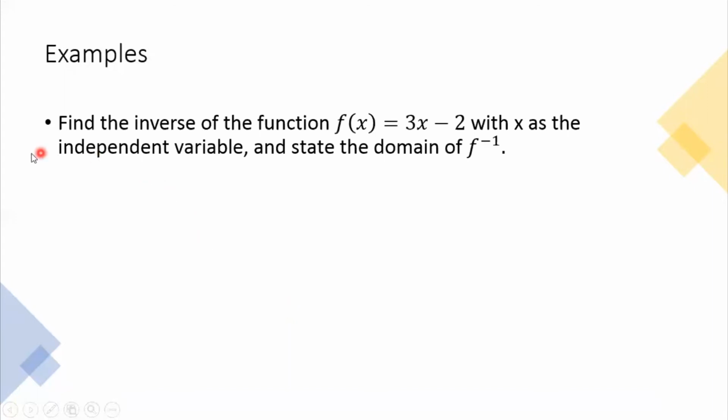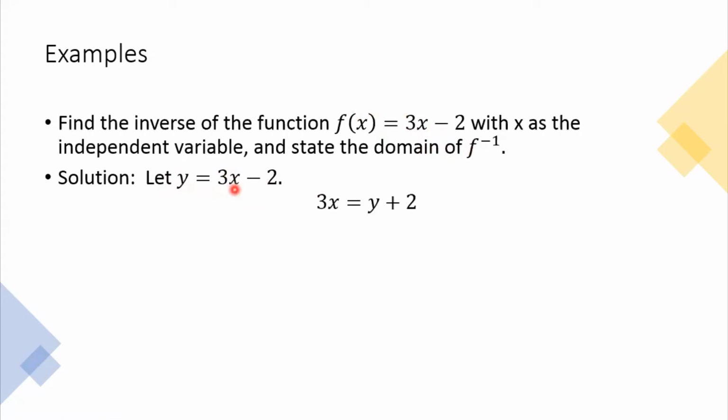So here are the examples. Find the inverse of the function f of x is equal to 3x minus 2 with x as the independent variable and state the domain of f inverse. Now in this case, what we are going to do is follow the procedure. First step is let y be equal to f of x. Since our f of x is 3x minus 2, we have y is equal to 3x minus 2.